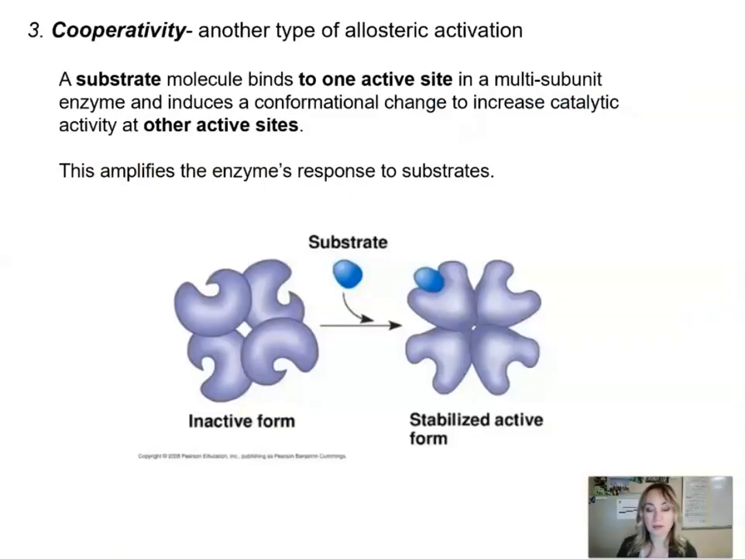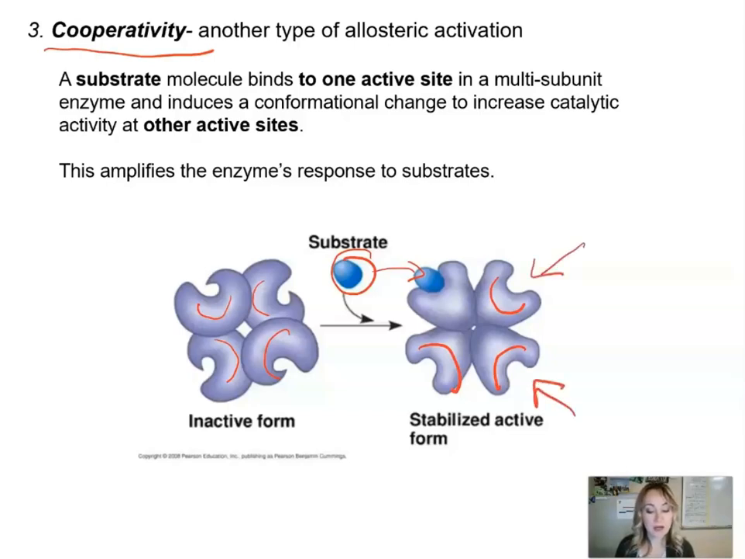Another type of allosteric activation would be cooperativity. So this is where we have multiple polypeptides that come together into one big globular protein. And then if you have only one substrate that binds to one of the active sites, that causes the conformational change in the rest of the polypeptides. And notice now their active sites are going to be compatible for the substrate. So the substrate will have high affinity to the active site, and therefore they will bind, and this enzyme is fully active and functional.